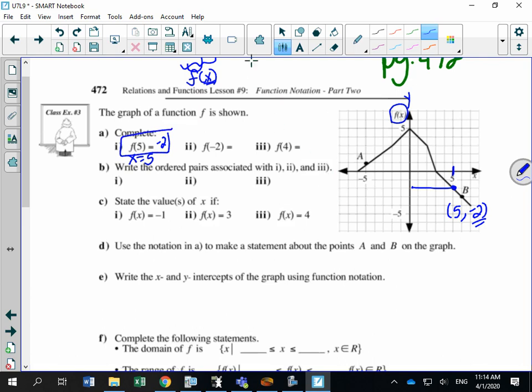I'll do the next one, and then I want you guys to do the third one. So if I go to the next one, f at -2. They're saying it's in the bracket, so x is -2. What's the corresponding y value? So here is -2. Find where that coordinate is on your graph. On your graph, that coordinate is right here. So when x is -2, what's the corresponding y value? The answer is 3.